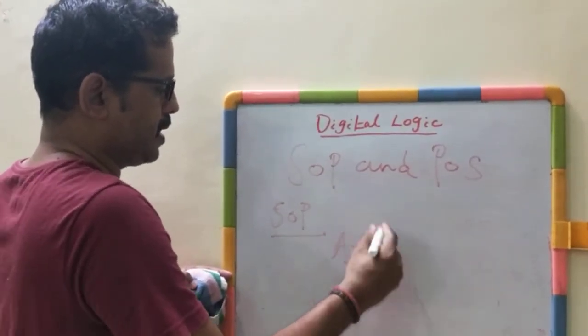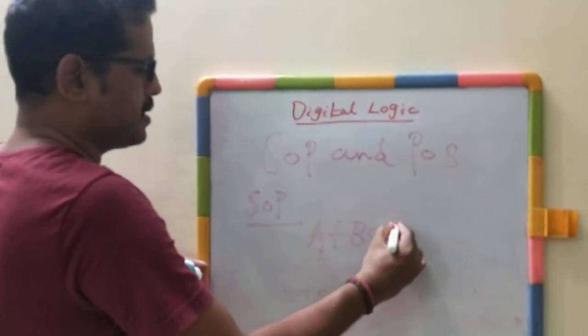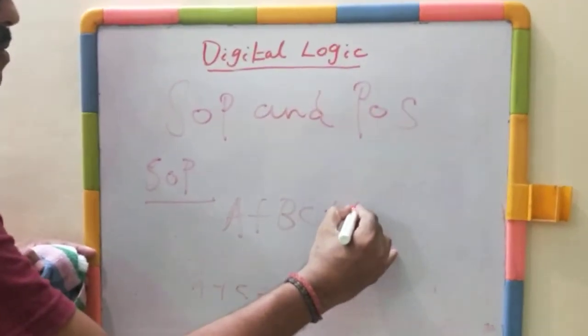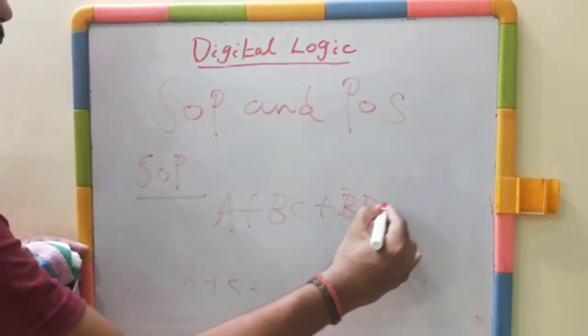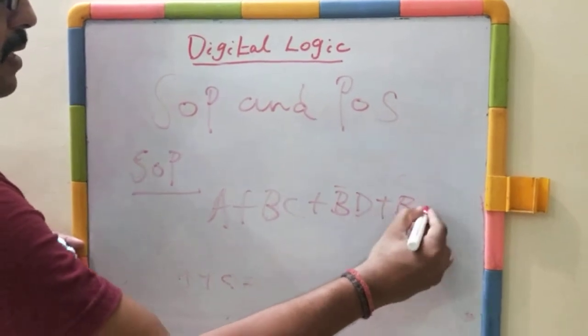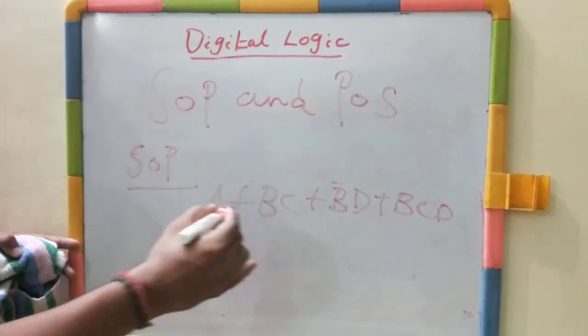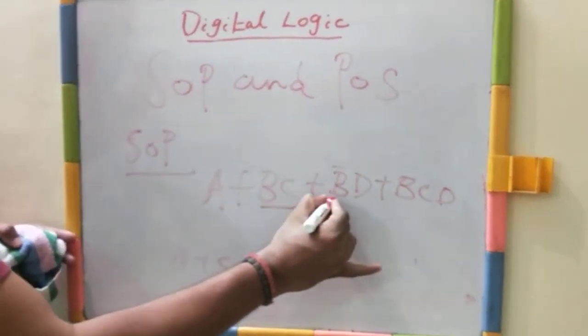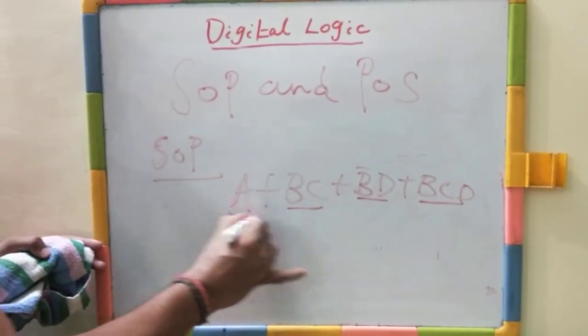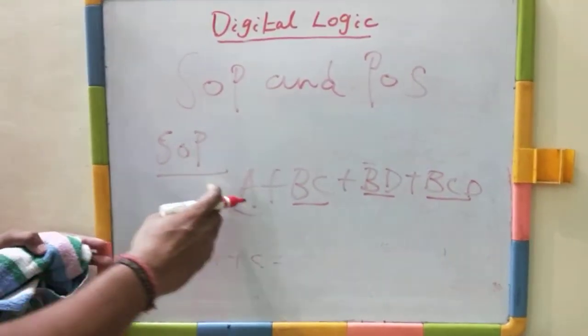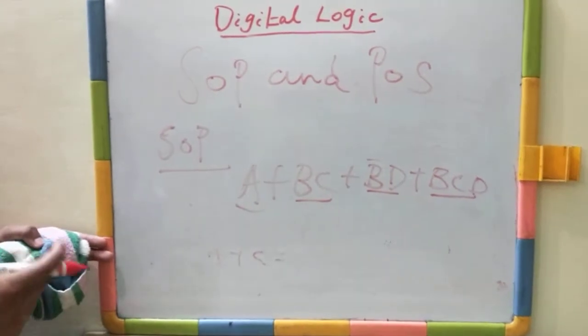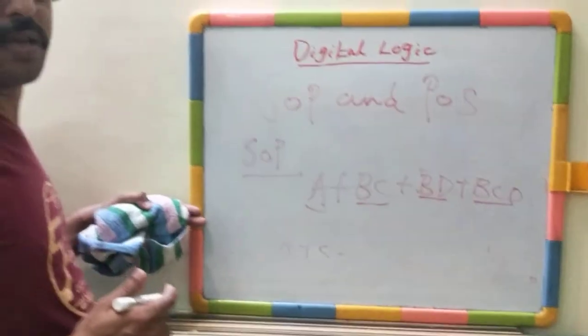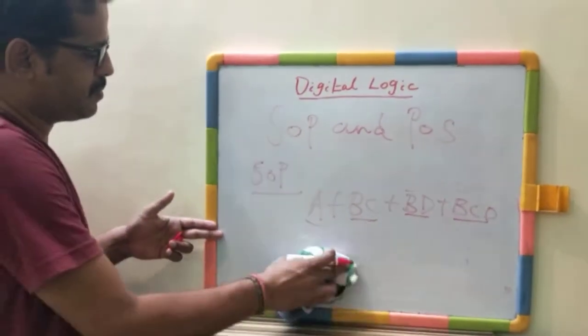A plus BC plus B dash D plus BCD. Here these are all the product terms: BC, B dash D, BCD and A, and we are adding all the product terms. So it is called sum of products.